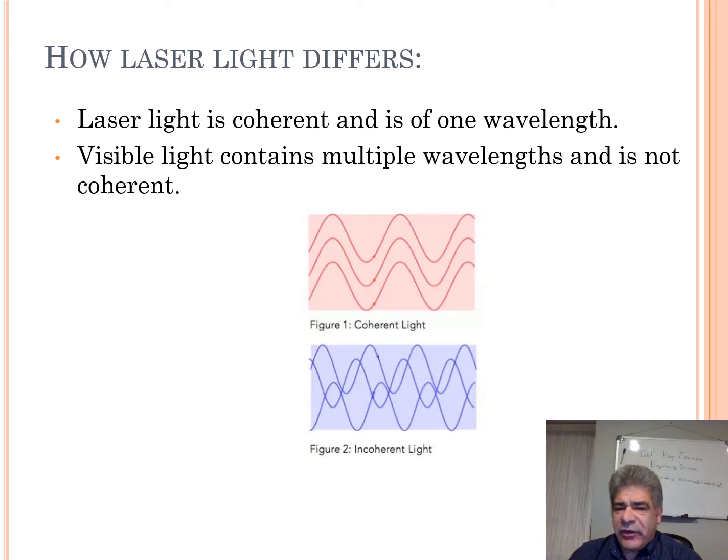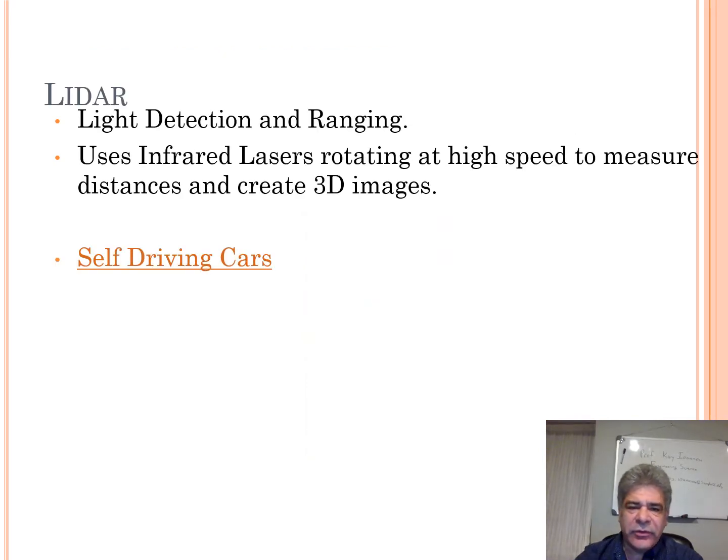Visible light contains multiple wavelengths and it is not coherent. So it's not just exactly one color, it's kind of a mixture of colors. An example is white light, which is white because it has all colors in it, right? And so that's a big difference between laser light and incandescent lights and other non-coherent light sources.